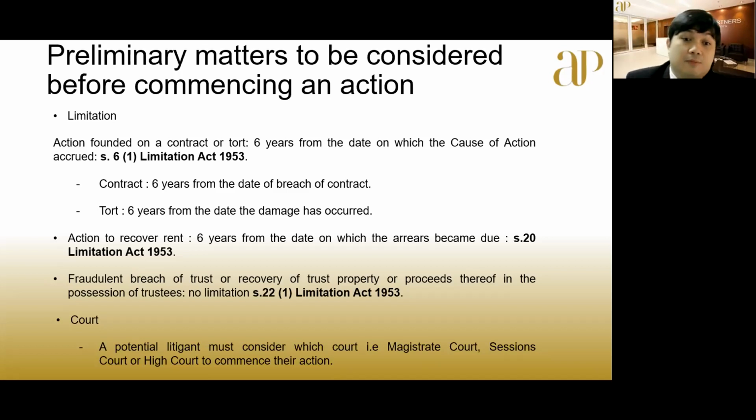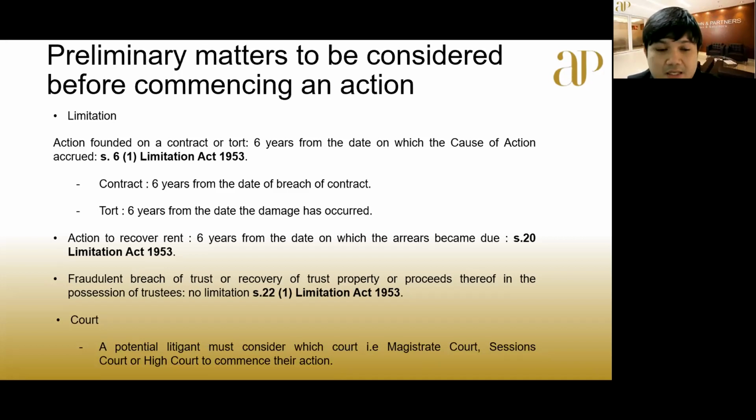Another example will be a recovery of rent. Okay, that is 6 years from the date on which the arrears become due. A special one would be for fraudulent breach of trust or recovery of trust property, as there is no limitation under section 21 sub 1 of the Limitation Act 1953.